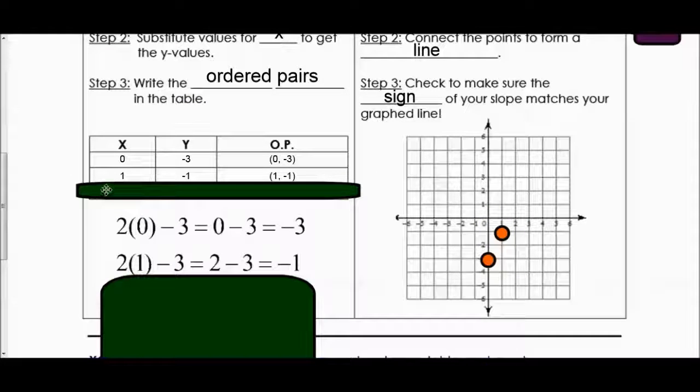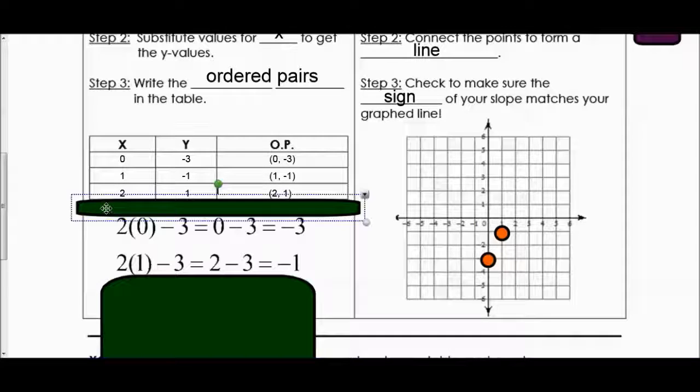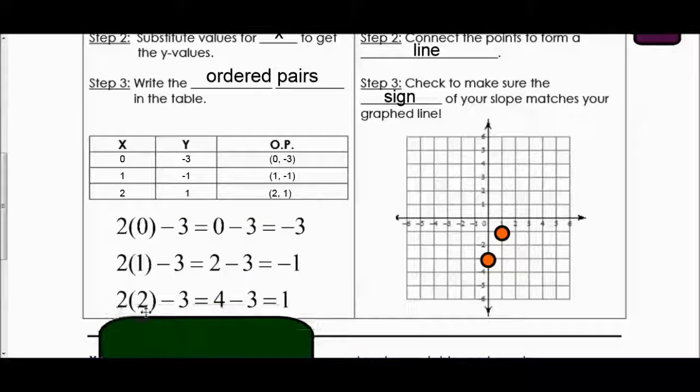The third point, again, make it as easy as possible. Let's plug in 2. We plug in 2, we get 2 times 2. That's 4. 4 minus 3 would give us 1. So 2, 1 is our third point. And that gives us our line.